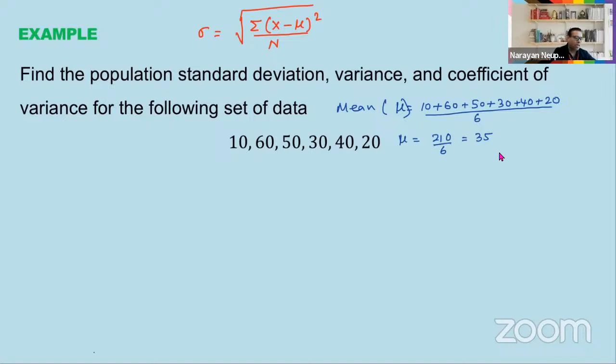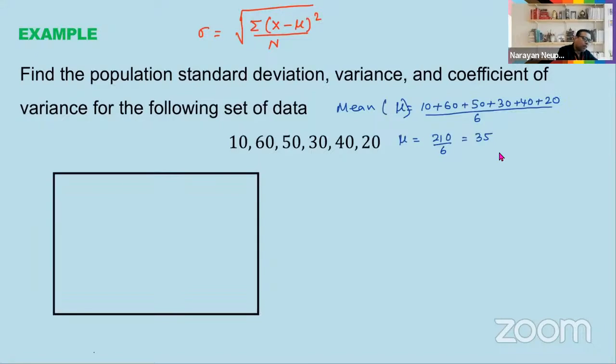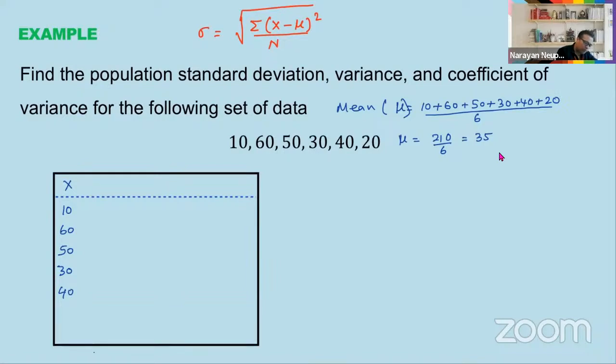So once you have the mean, now let me make the table just to make our life a little easy here. I'm going to write those X values, the data values, which are 10, 60, 50, 30, 40, and 20. And down there, I'll write the total.